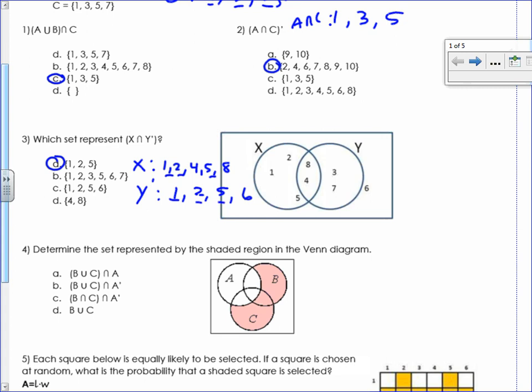So for the other test, what do they have in common? There's no 6 here. So we have 1, 2, 5, and 1, 2, 5, and 6. What do those two sets have in common?